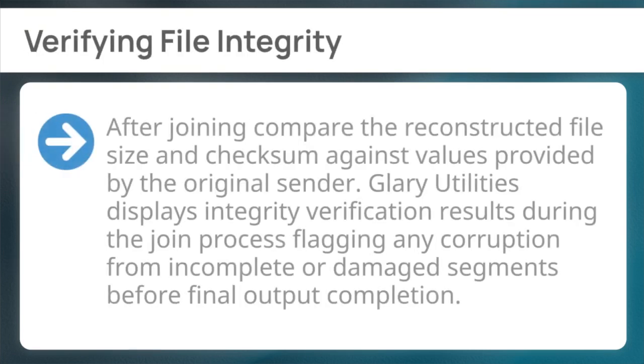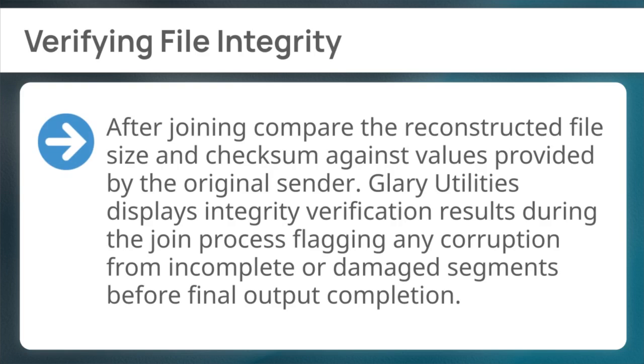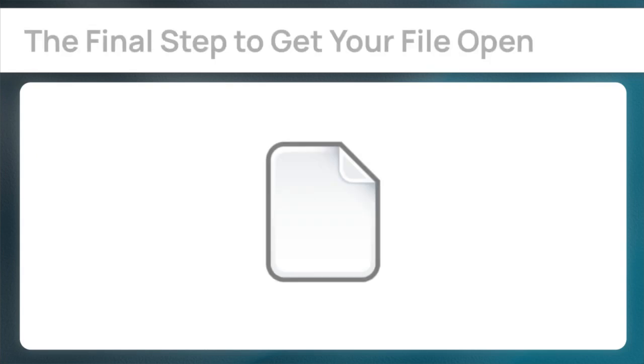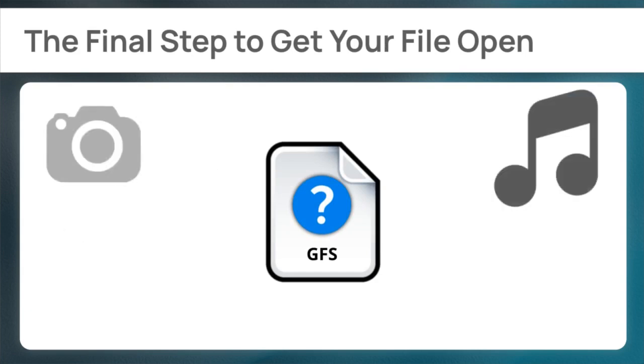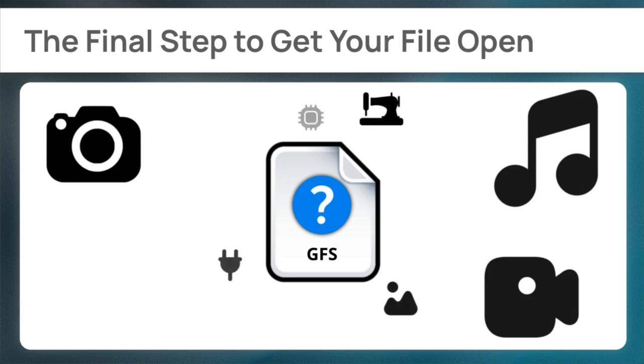Finally, verifying file integrity. After joining, compare the reconstructed file size and checksum against values provided by the original sender. Glaryutilities displays integrity verification results during the join process, flagging any corruption from incomplete or damaged segments before final output completion. If compatibility checks failed, it is likely because the file extension name is shared by different developers for unrelated formats, causing your PC to use the wrong reading language.